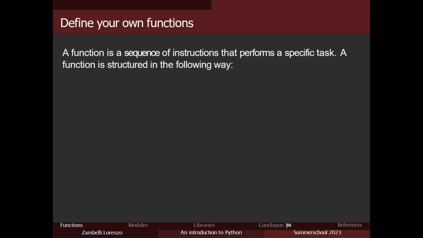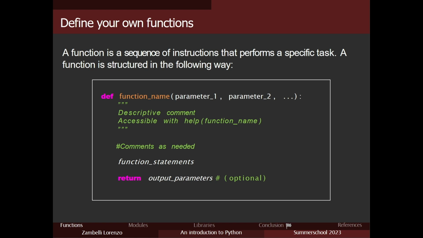A function is an instruction that performs a specific task. The function has the following structure. In the first part we write the description comment: what does the function do? Then the function statement, our exact code that we want to execute when we call the function. And then we return an output.